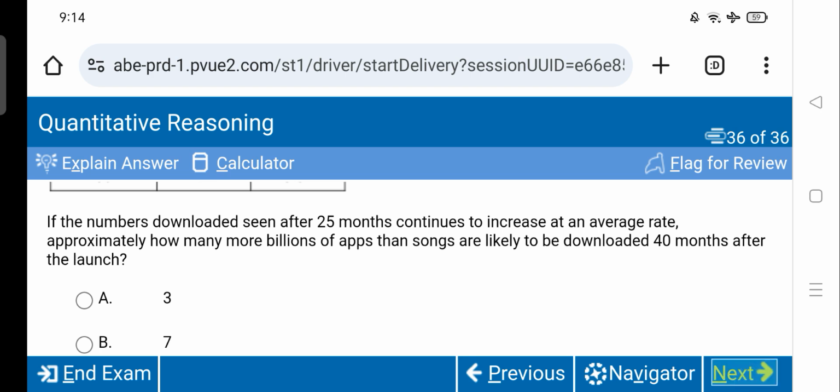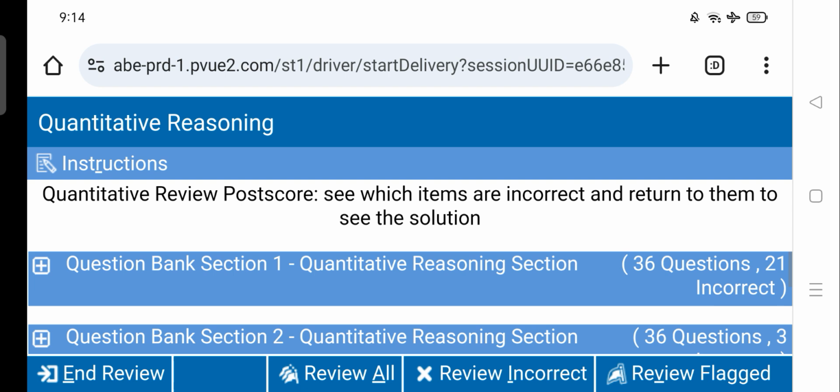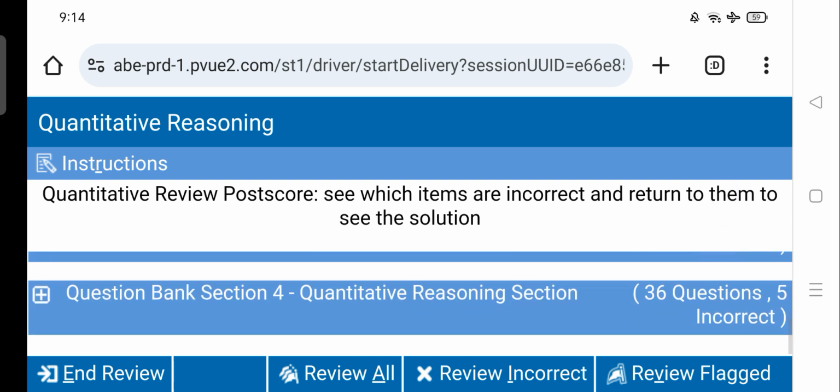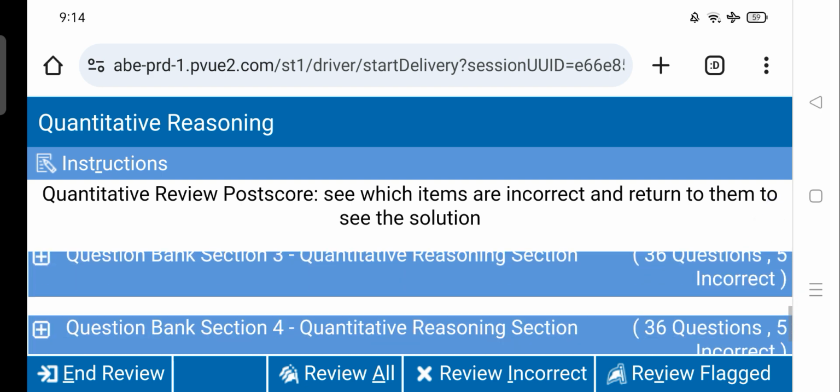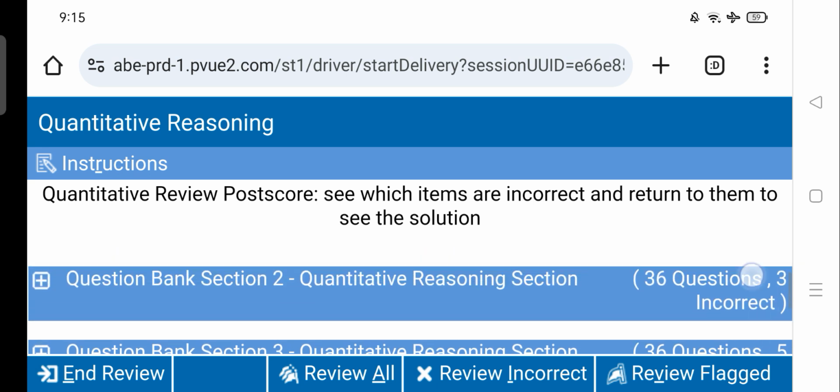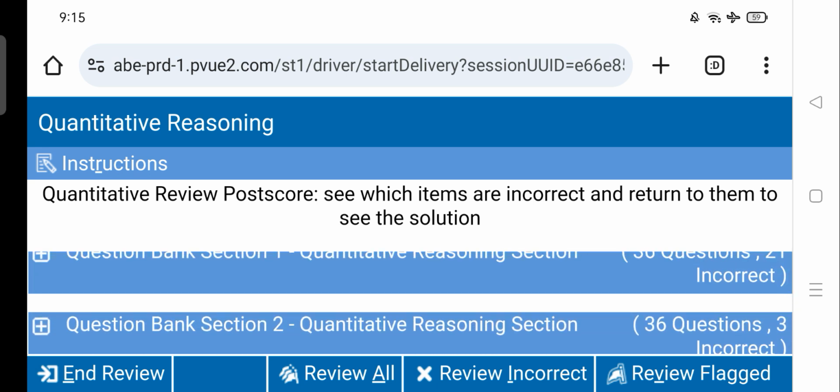So now here we have completed our fourth section of quantitative reasoning. As you can see, we have the fourth one. So you can review your question by this. If you reviewed, flag them, but if you don't want to review them, then you can end your review by clicking on this. So let's move towards our next section, and then we will continue its practice questions.